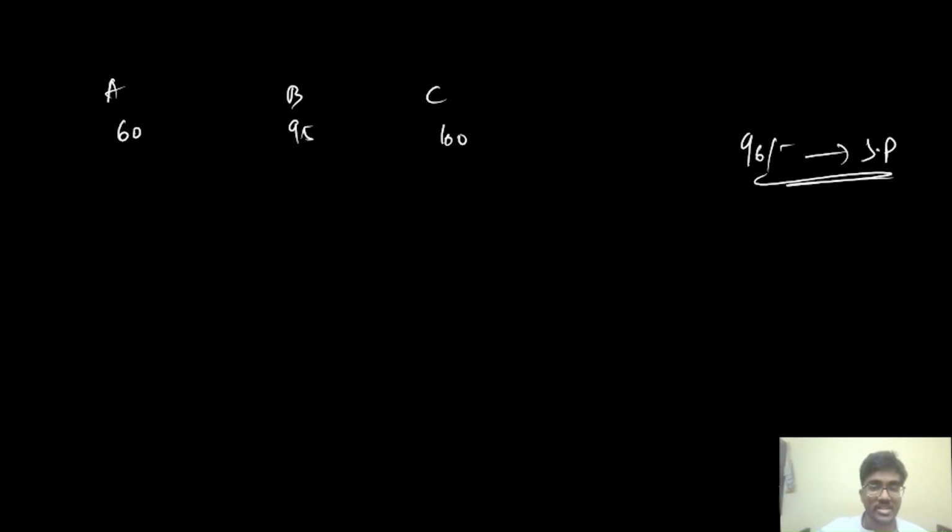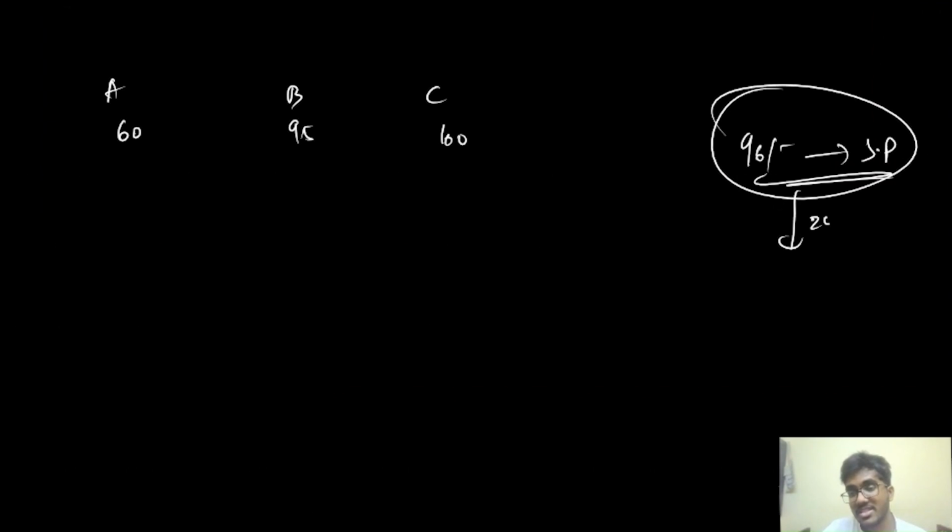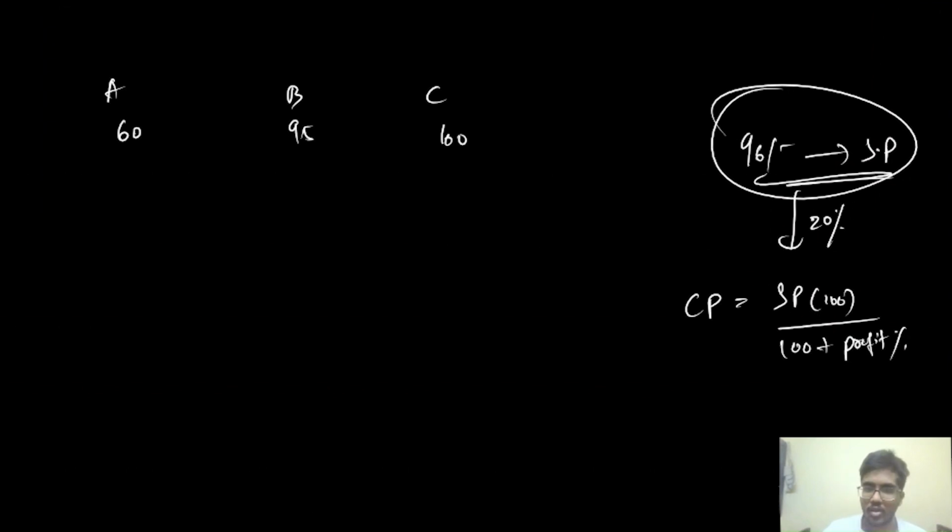Just because we have got 3 values in CP, we'll also convert this SP into CP. How do we do that? They have been given this selling price is 96 rupees after selling it at a profit of 20%. So how do you get CP? CP is basically nothing but SP into 100 by 100 plus profit percent. This is a very important formula and we all know this basic formula.